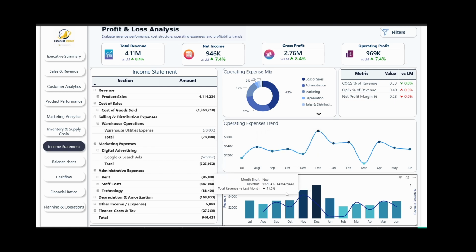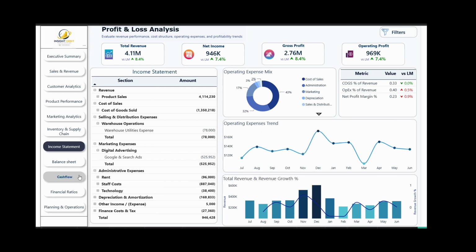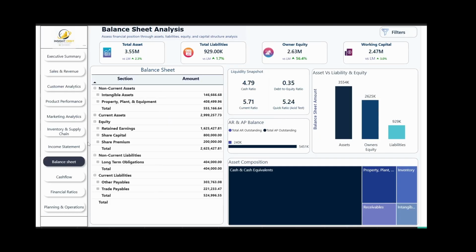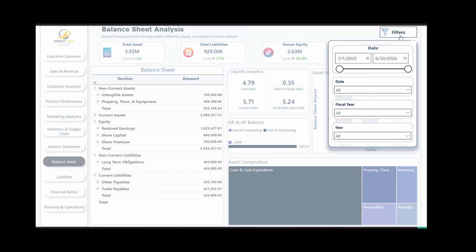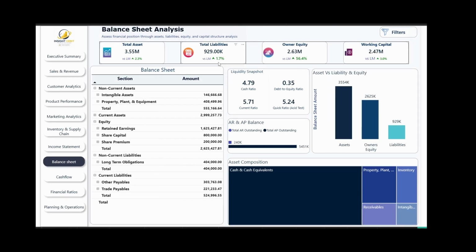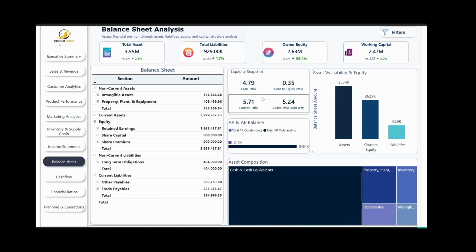Okay, now let's start with the balance sheet. Unlike the income statement, which measures performance over time, the balance sheet shows the company's financial position at a specific date: total assets, total liabilities, owner's equity, and working capital. This is the quick snapshot, and this is the full balance sheet: non-current assets, current assets, non-current liabilities, equity, and current liabilities.